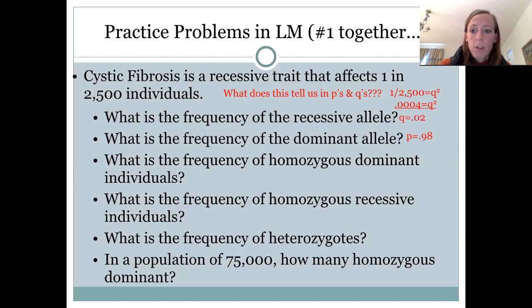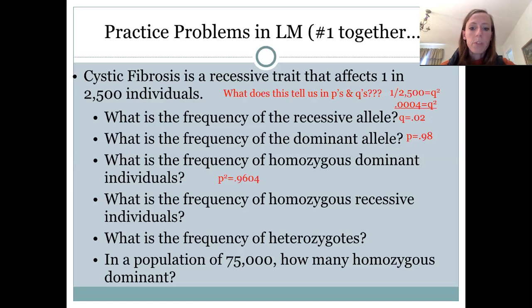Okay. So now the next question in your lab manual for this one is, what is the frequency of the homozygous dominant individuals? So again, you have to think, what does this mean in terms of P's and Q's? Frequency of homozygous dominant, that's going to be p squared. So to get p squared, you just have to square your p value. If you get 0.98 times 0.98, or squared, you should get 0.9604.